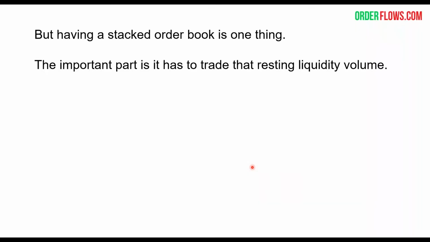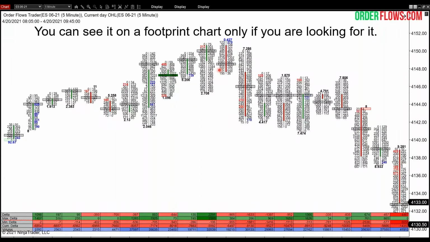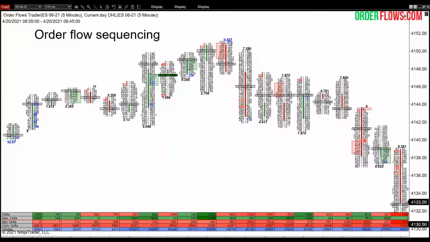But having a stacked order book is one thing, right? It has to trade that resting liquidity volume. Now, on a footprint chart, you can see it, but then you really got to analyze the chart. And I'll be honest, I don't like sitting there staring at all the numbers myself. That's why in the software we created the order flow sequencing to tell me that. As this market's going up, you're seeing the sequencing occur, right?